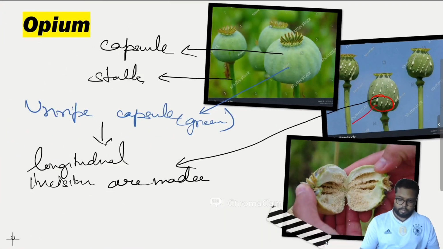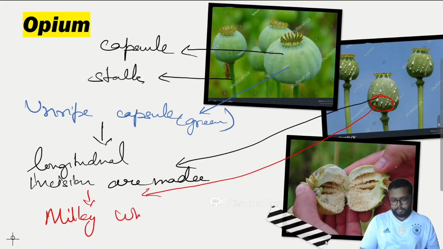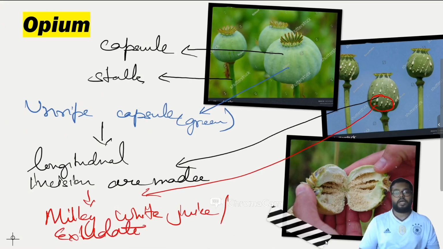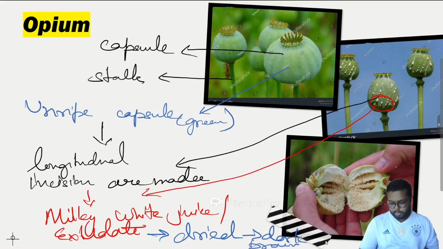So, when longitudinal incisions are made, milky white juice or exudate comes out. This milky white exudate is allowed to dry, and when it becomes dark brown in color, this exudate from the capsule is scraped off.